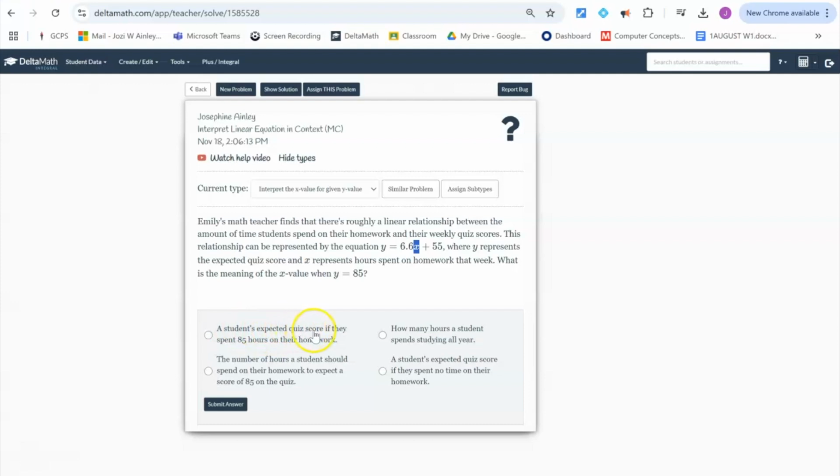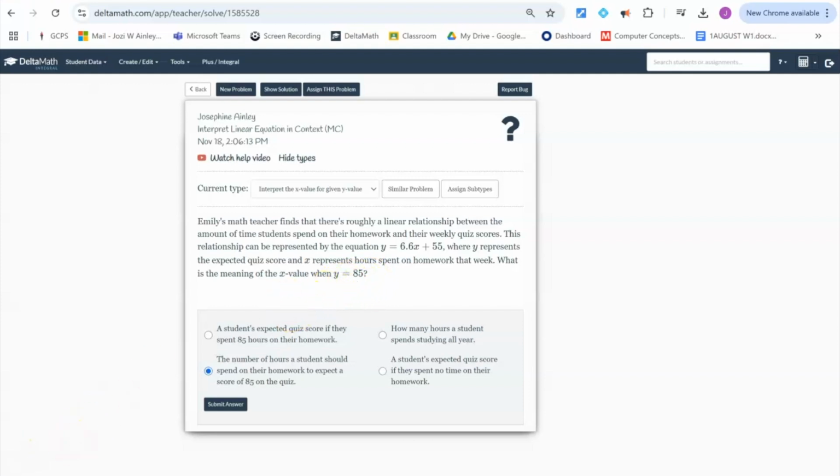A student expected score if they spent 85 hours. No, this is not hours because Y is what? Y represents the expected quiz score. So that's not it. The number of hours a student should spend on their homework to expect a quiz of 85 on the quiz. That's exactly it. How many hours a student spends studying all year? Nope. A student expected quiz score if they spend no time on their homework? Absolutely not. So this is the answer. So these contextual problems, what you have to do is kind of read through them and then put yourself in that situation to understand what's happening before you answer the question.